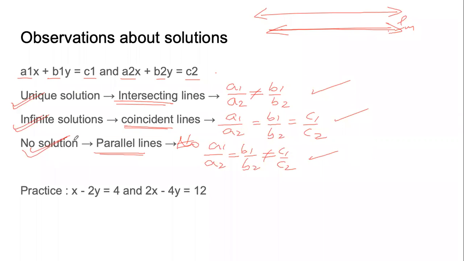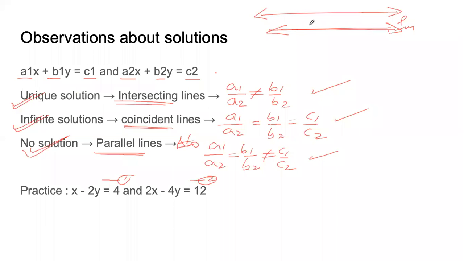Try these two equations, equation 1 and equation 2. And without drawing the lines, without calculating, without finding any solution for any of the equations, tell me what will be the nature of these lines. Will they be intersecting lines, coincident lines, or parallel lines? And once you have found that out, tell me whether we will have a unique solution for this, infinite solutions for this, or no solution for this. Try and tell.